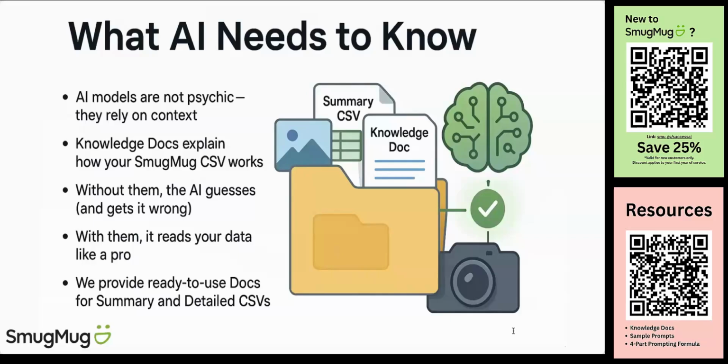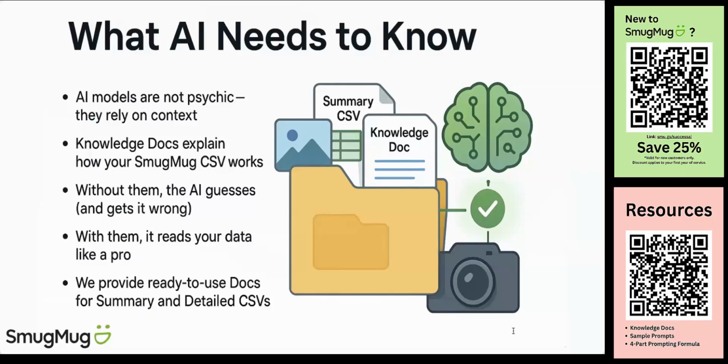And that's where knowledge documents come in. A knowledge doc is a short markdown or PDF file you include with your CSV when prompting the AI. Think of it like an instruction manual that says, here's what this data is, here's how it works, and here's what to watch out for.